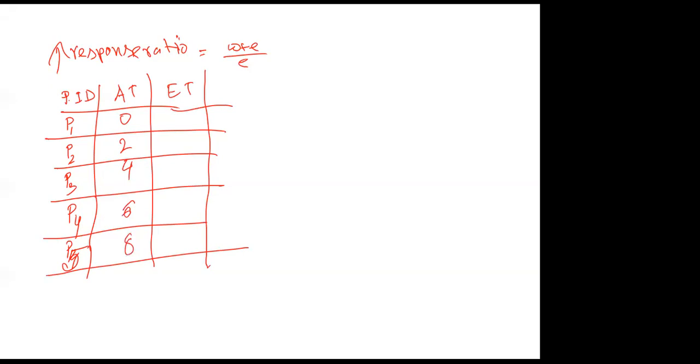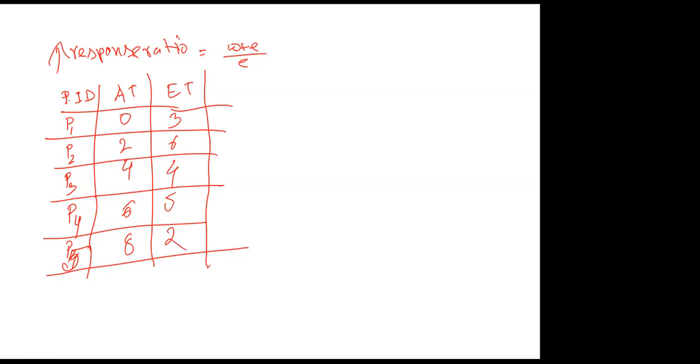The execution time of process P1 is, let's say, 3 nanoseconds. If it is microseconds, then 3 microseconds. Let's consider the time unit as nanoseconds. The others are 6 nanoseconds, 4 nanoseconds, 5 nanoseconds, and 2 nanoseconds.